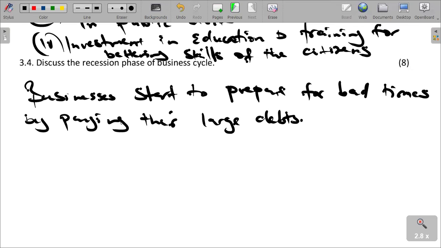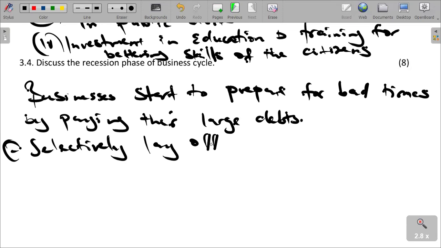They also selectively lay off workers in order for them to survive. They are trying to reduce expenses.